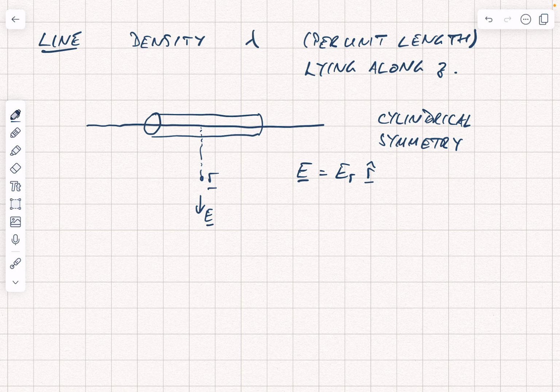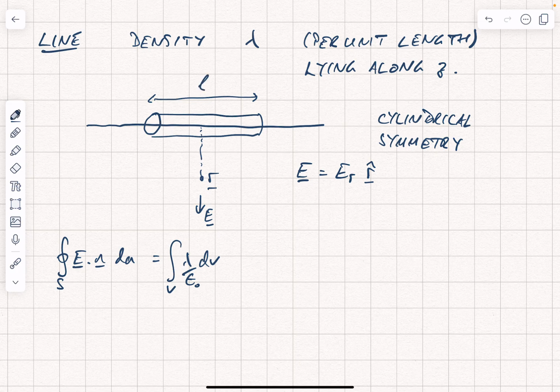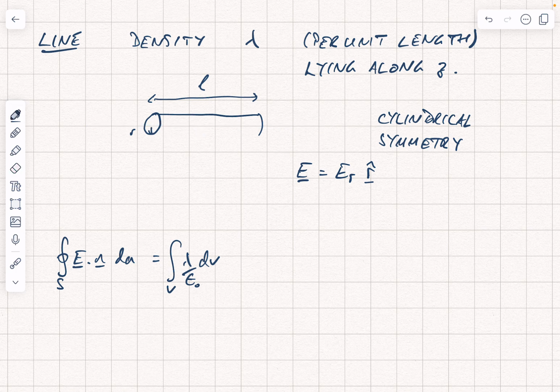So again, we have the closed surface integral of E dot n dA is equal to the volume integral of lambda dV over epsilon naught. Let's say that our cylinder is of length L, and the radius of the surface is actually R. So I've drawn this diagram wrong here. I'm just going to rework that. Oh dear, that removed rather more than I intended it to. So here is our cylinder, and we are of course considering the electric field at the point R on the surface of the cylinder, which is at a radial distance, little r.